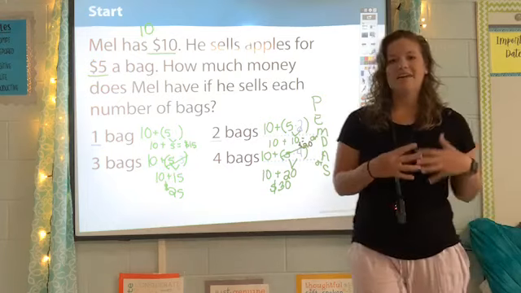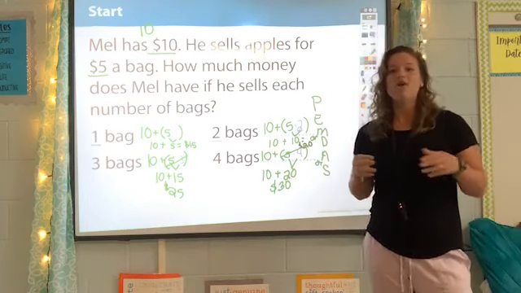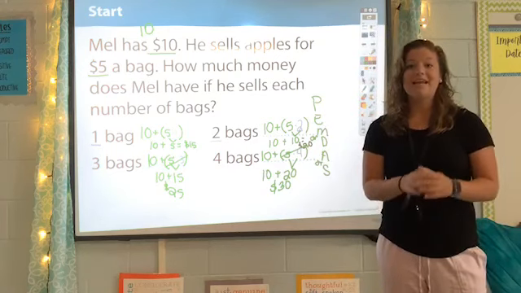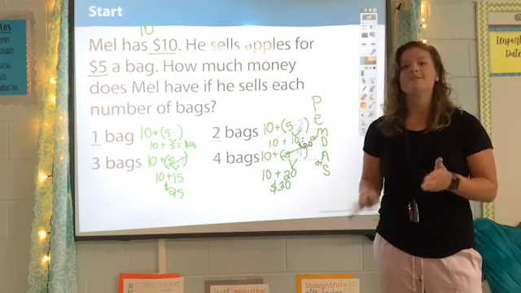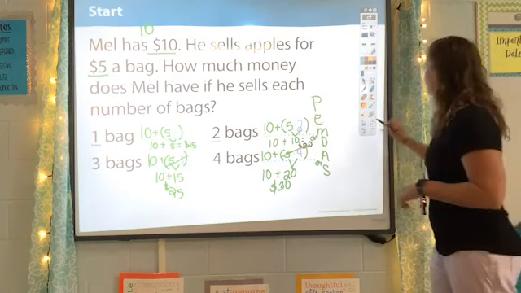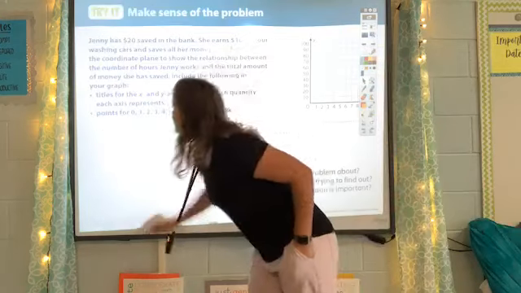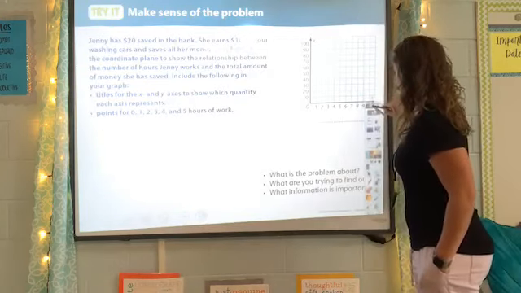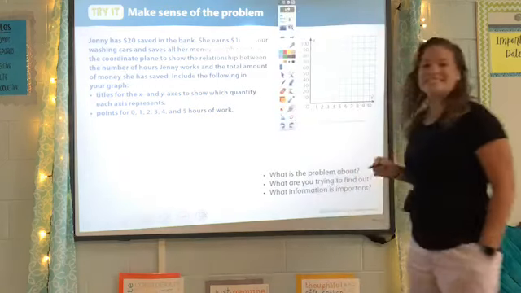So now that we kind of have an idea of what each bag would be and how much money Mel would have, we're going to try to see how this would look on a coordinate plane. Again, if I'm going too fast, pause. Feel free to write down all of the notes so that you have them for yourself. I'm going to continue moving. Move that over so we can see both parts.